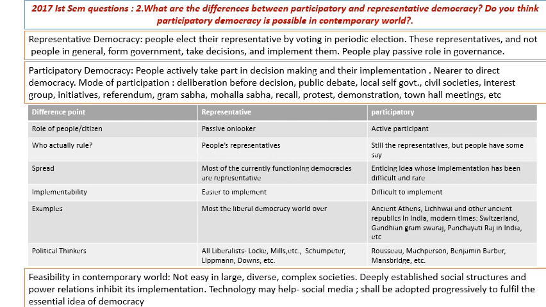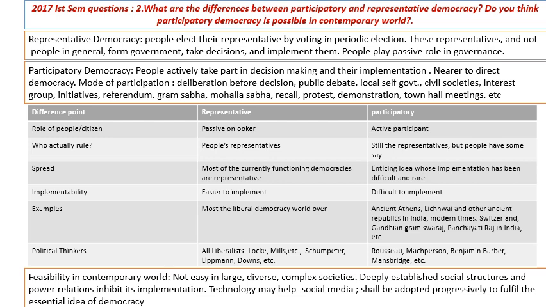Spread: if you see, representative democracy has spread to currently almost all nations across the globe. Participatory is an enticing idea, but its implementation has been difficult and rare, not because of impossibility in view of ICT and modern technology, but because politically it has not gained ground. Implementability: of course, representative democracy is easier to implement and manage, participatory is difficult to that extent. It is not easy to control, manage, and give shape.